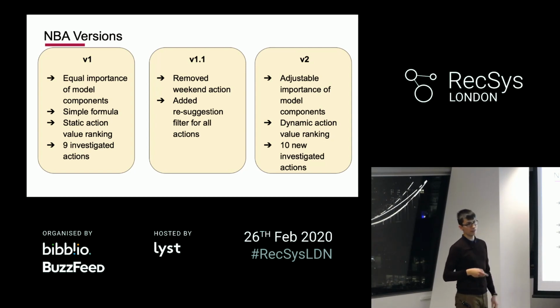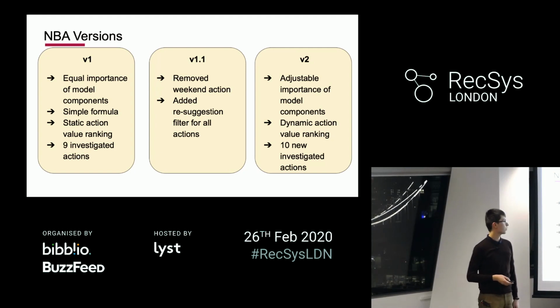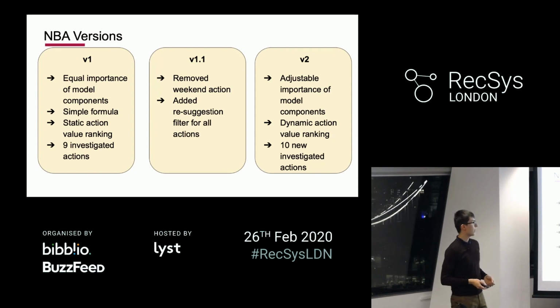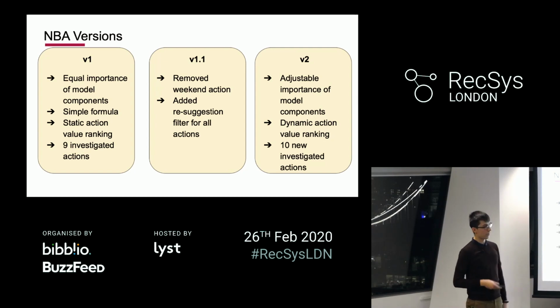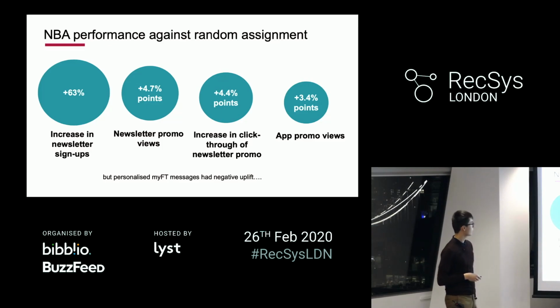And we investigated the limited amount of actions. Then during the next iteration, we removed some actions and added a resuggestion filter. And finally, for the newest version, we have added adjustable importance of model components. We have changed the formula. We have added the dynamic action value ranking, and we have investigated new actions.